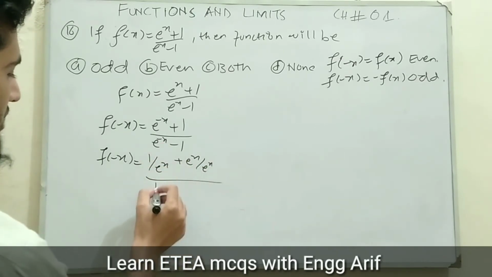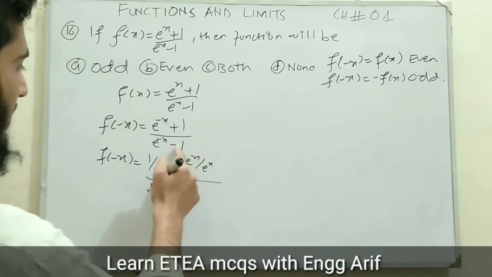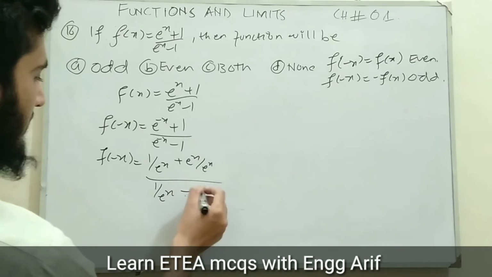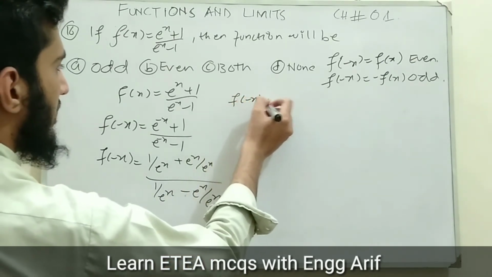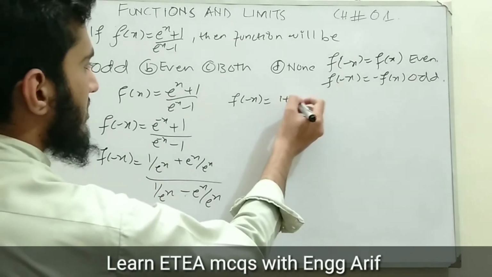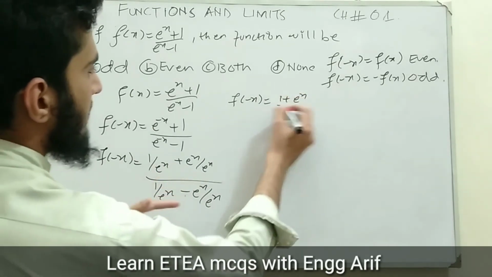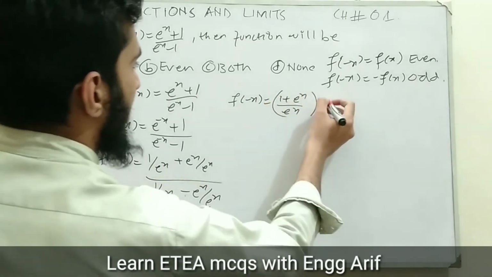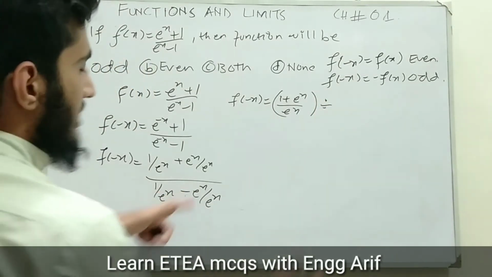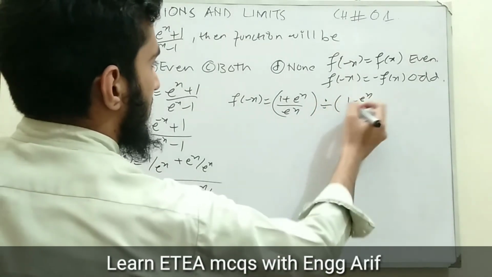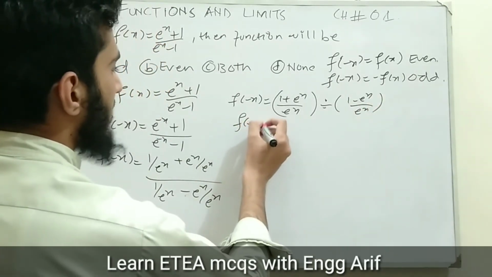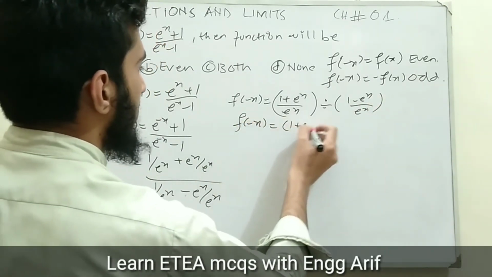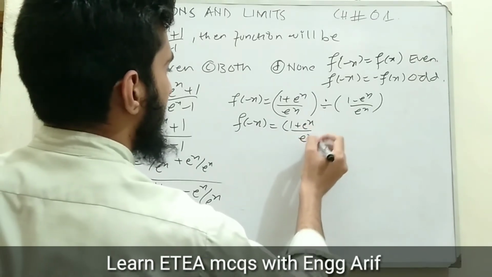Divided by e power minus x can be written as 1 over e power x, and minus 1 can be written as minus e power x divided by e power x. After this, f of negative x, taking the LCM, becomes (1 plus e power x) divided by e power x, divided by (1 minus e power x) divided by e raised to power x. Now f of negative x will be equal to (1 plus e raised to power x) divided by e raised to power x.